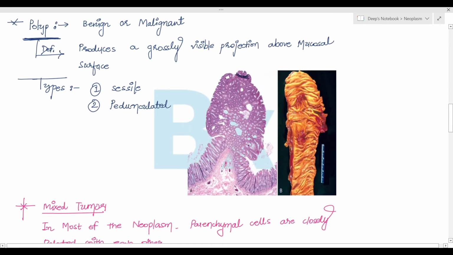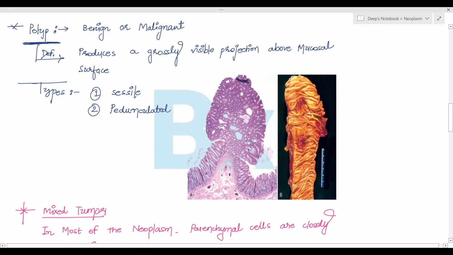Now what is a polyp? A polyp could be benign or it could be malignant. But what is the meaning of the word polyp? Polyp means any growth arising from the mucosa, a visible projection above the mucosa. You can see here, it's the mucosa. So this part is arising from the mucosa but is grossly visible.